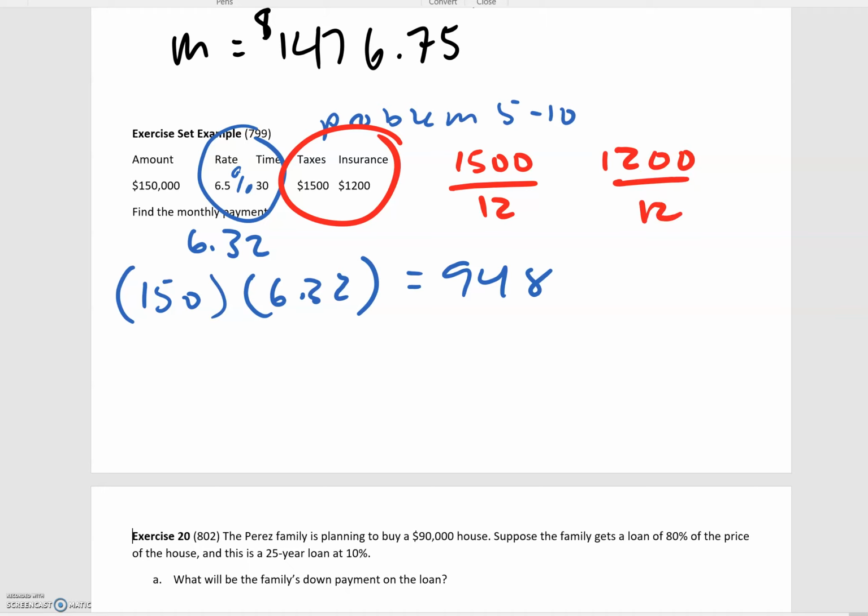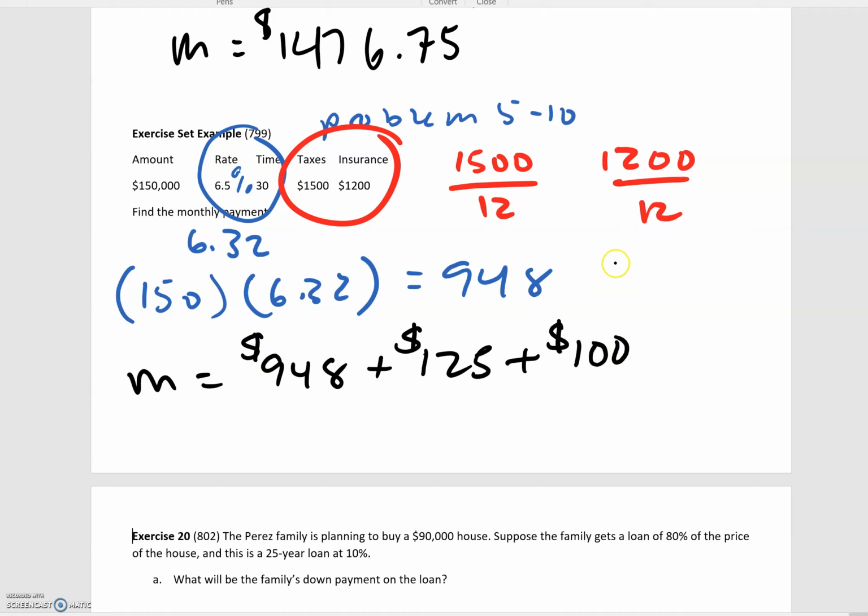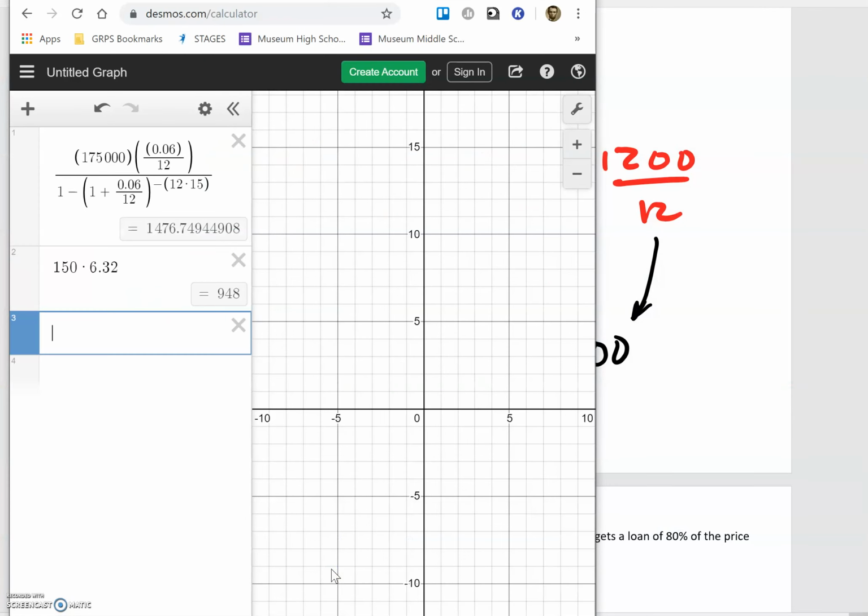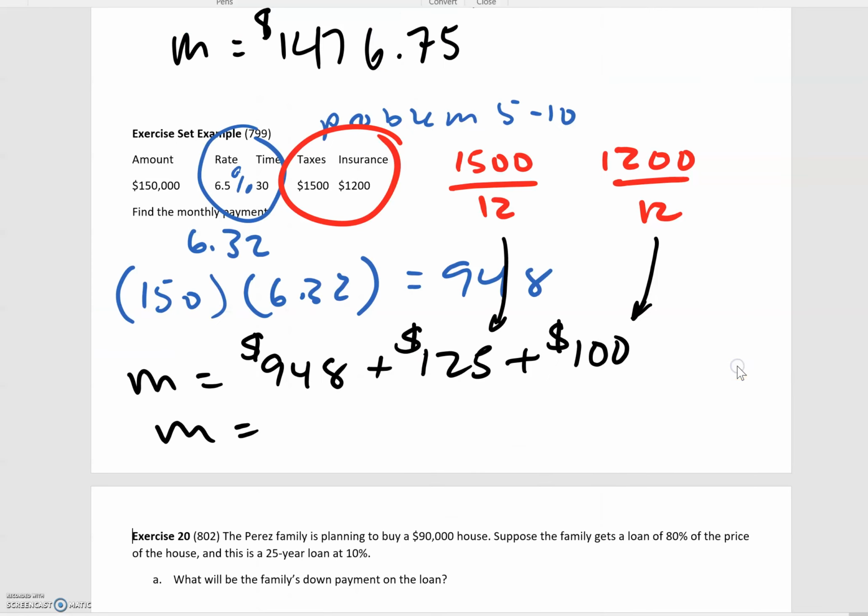And then your total monthly payment in this circumstance is going to be your loan payment plus your tax, $1,500 divided by 12, which is $125 a month, and your insurance, $1,200 divided by 12, which is $100 a month. So the monthly payment for this circumstance is $948 plus $125 plus $100, which is $1,173 a month.